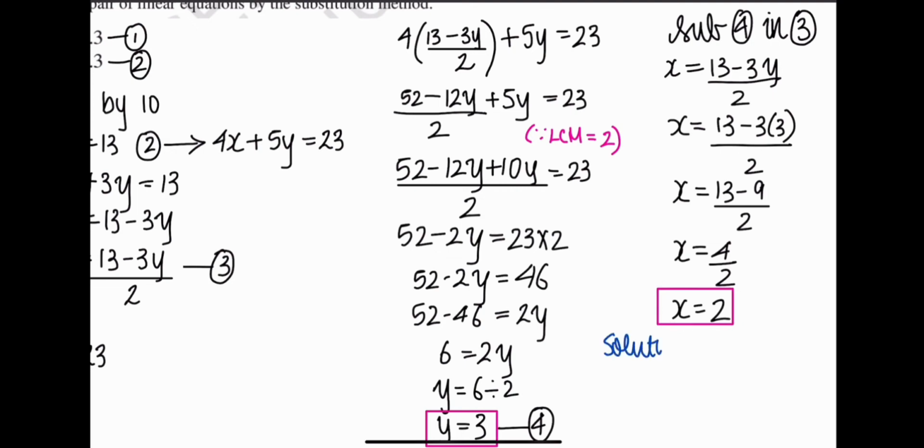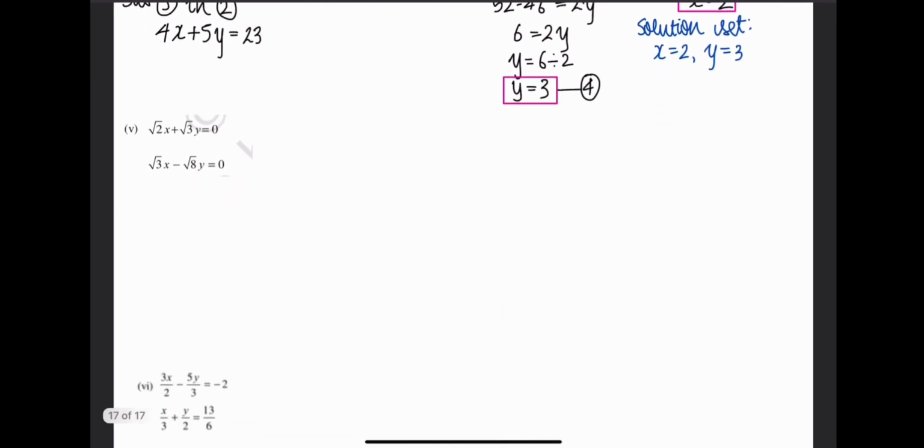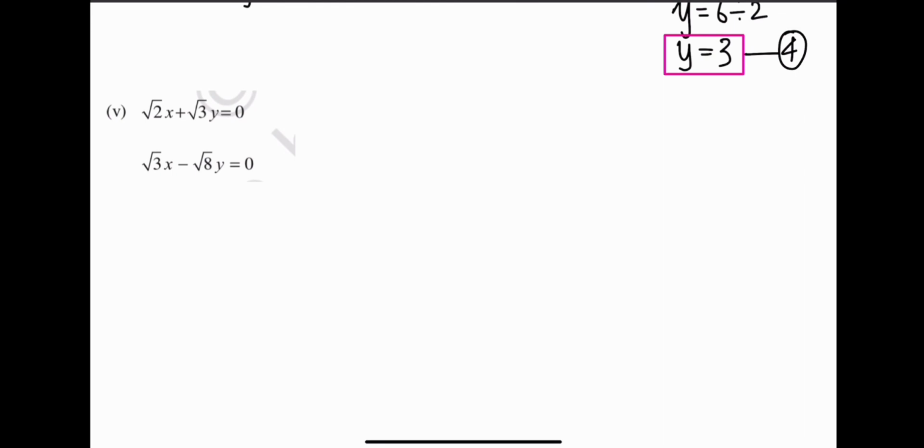Again, write the solution set, it's very important. X is equal to 2 and y is equal to 3. Here's a look at the whole working of the sum. Moving on to the fifth sum.